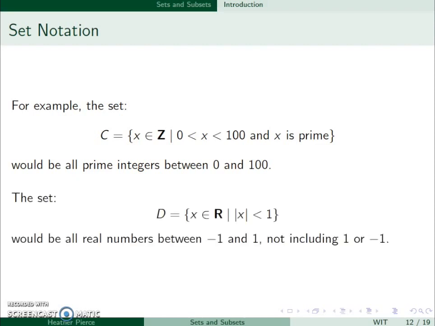This set D, which is the set of all x in R, such that the absolute value of x is less than 1, is all the real numbers between -1 and 1, not including those boundary points. So now we're considering all real numbers, and we need anything with an absolute value smaller than 1.